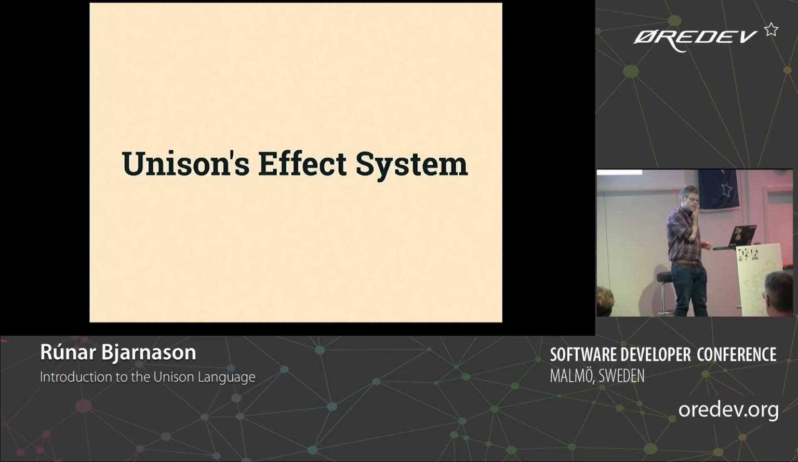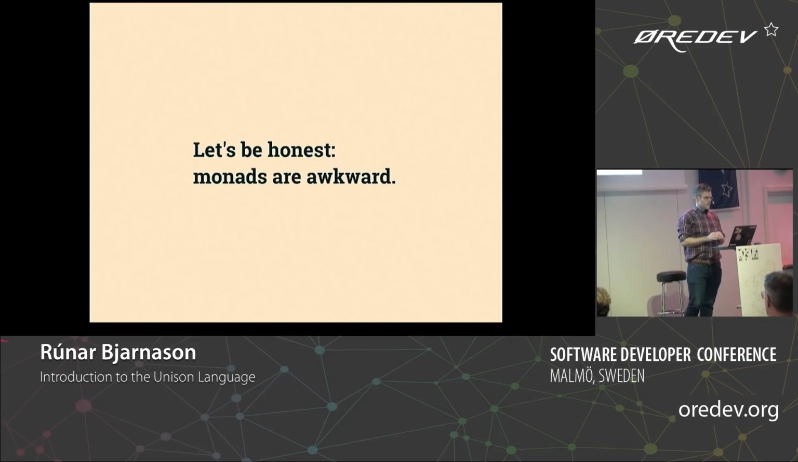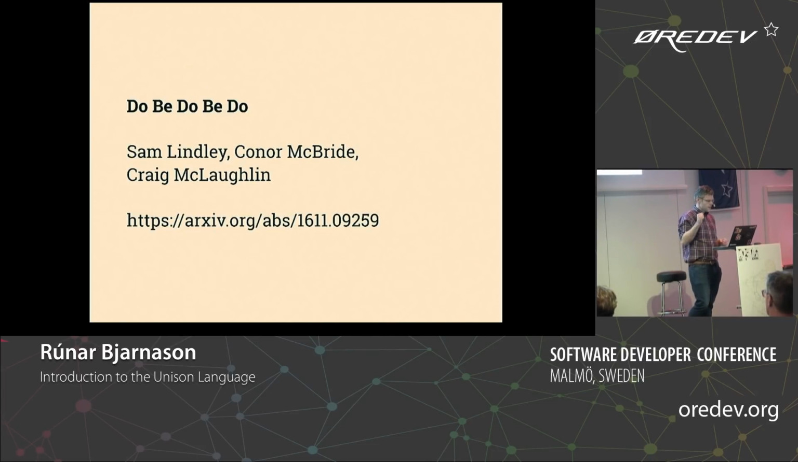But I'll very quickly tell you about another thing that we wanted to be thoughtful about, which is Unison's effect system. Because let's be honest, monads are awkward. All right, I said it. Monads come with syntactic overhead, and they also come with a cognitive overhead for the programmer. And so what we've done in Unison is implement algebraic effects, sometimes called that. We modeled our effect system on a language called Frank, which is detailed in this paper, Do Be Do Be Do, by Sam Lindley, Conor McBride, and Craig McLaughlin.